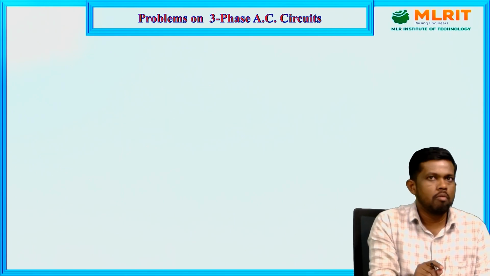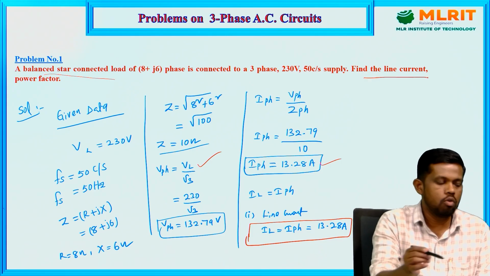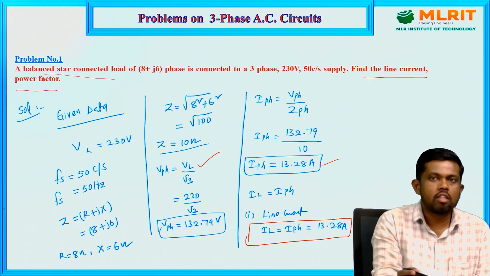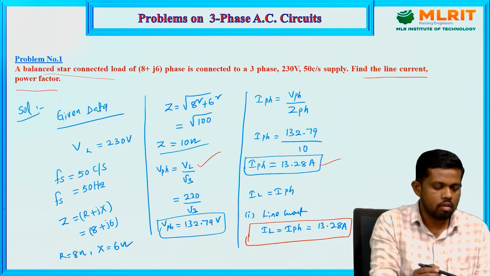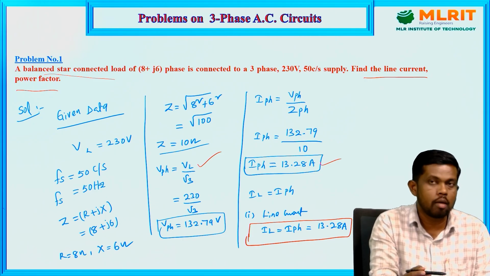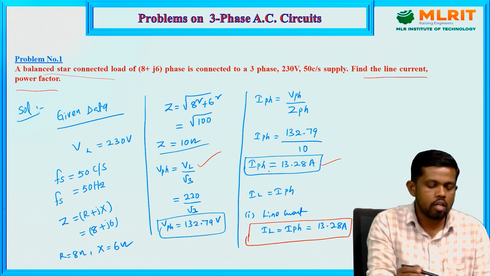So in the first problem we have calculated the line current value and also the power factor. Before getting the line current, we determined the phase current value with the help of VPH. After we got the VPH value, we substitute the VPH into the IPH formula. Then we get the current in each phase.